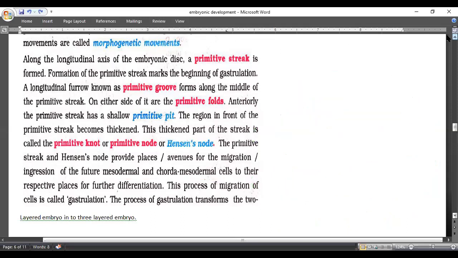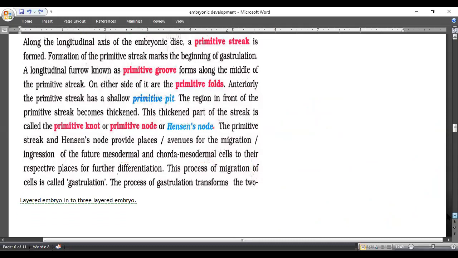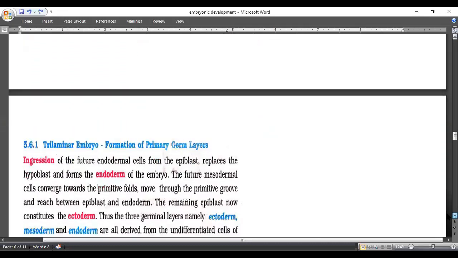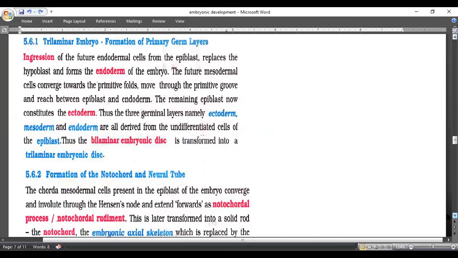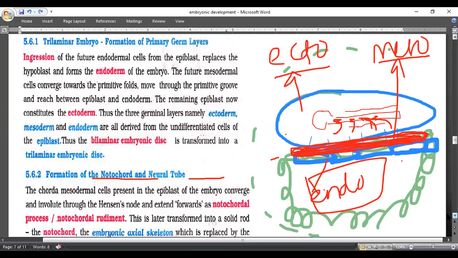Okay, more we need to expand this in the coming classes. So the trilaminar embryonic disc is formed. The trilaminar embryo, formation of primary germ layers. How it happened, that I explained now. Ingression of future endodermal cells from the epiblast replaces the hypoblast. See, whatever the theoretical information given here, that I have shown in the form of a diagram.